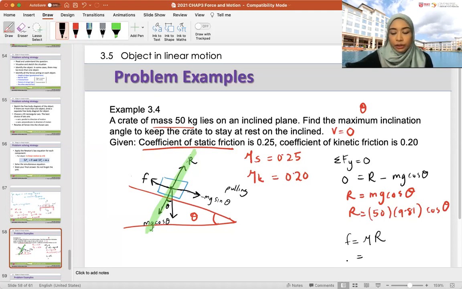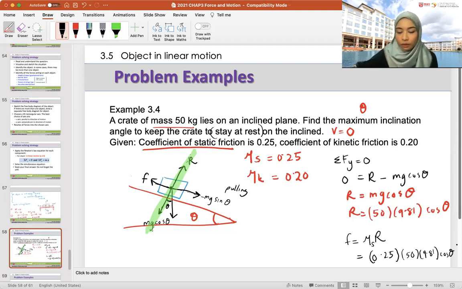mu is either 0.25 or 0.2. We are assuming it's not moving because it has to stay at rest. So kita akan pakai mu S. Itu soalan dia cakap. So 0.25 and R is this guy. So 50 times 9.81 cosine theta. Theta kita masih tak tahu apa. Okay, so that is your friction. Macam mana kita tahu reaction force? We got it from our F net in the y-axis.